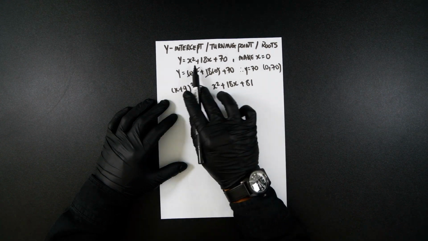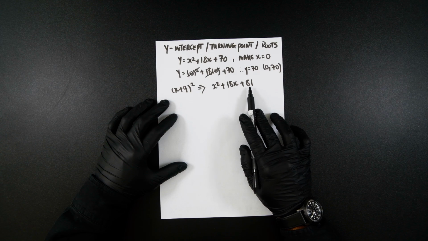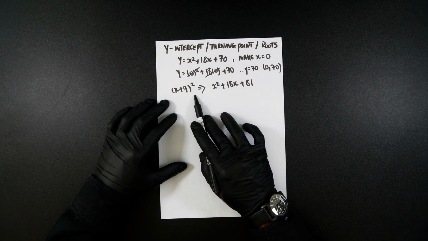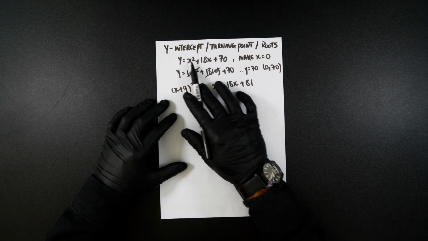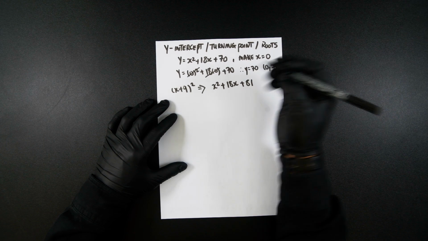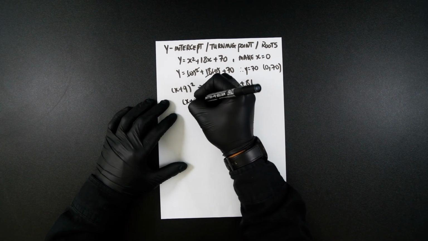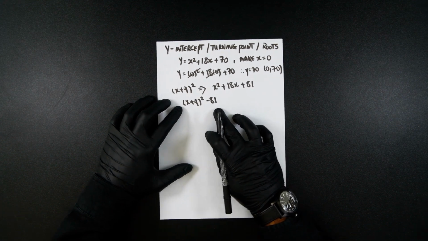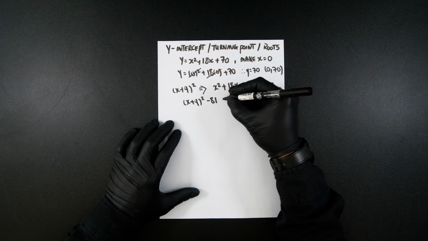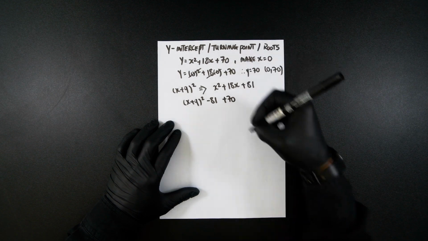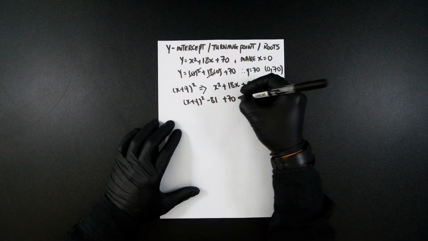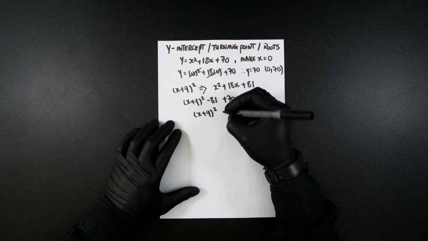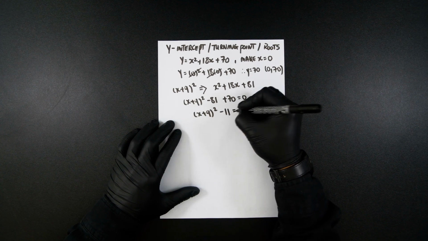This looks similar to that. However, we have this additional 81 that we do not want. So if we subtract 81 from that, we have essentially represented this in a different form. So let's do that. x plus 9 squared minus 81, so that is now equal to that, plus 70, not forgetting this. Let's clean up. So we're going to have x plus 9 all squared, and then that's going to be minus 11.